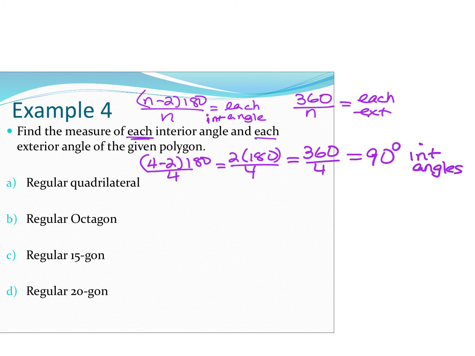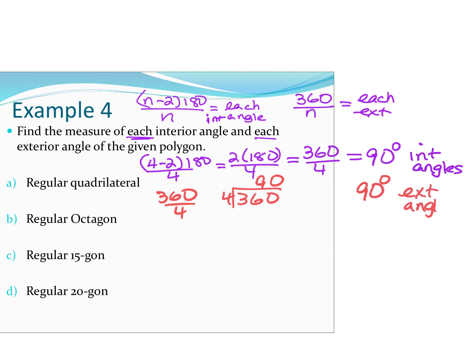It's actually a square. And then to find the exterior angles, we're going to take 360, divide it by the number of sides, which is 4. And in this case, the exterior angles are also 90 degrees. This does not happen for all polygons.